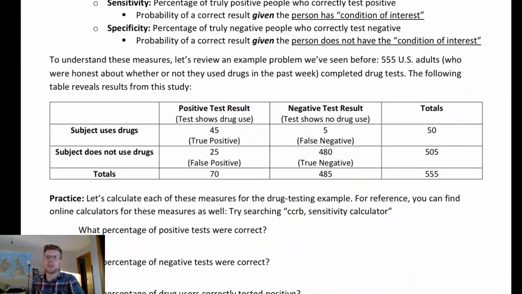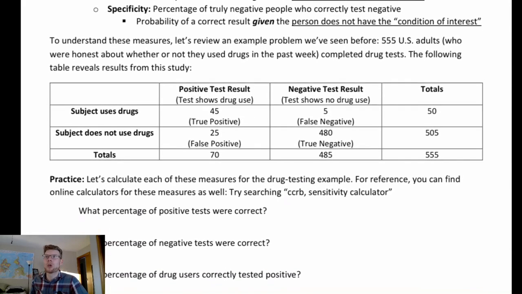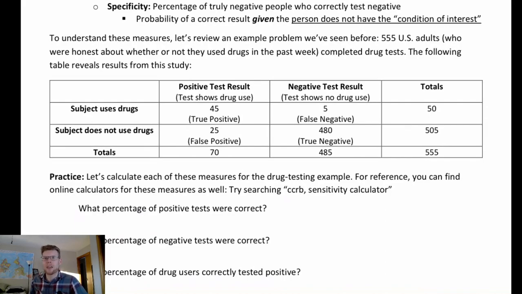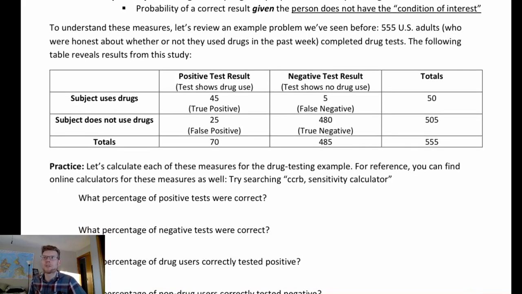Okay, so let's calculate each of these measures from this drug test example. In this data that we've seen earlier, we have 555 adults who were tested for drugs. In this case, they were apparently honest about whether they had used drugs or not. I don't understand the context, but somehow this worked, and we know if they were really using drugs or not in relation to what the drug test indicated. Now, this is not a perfect test. We have some false positives and some false negatives, so let's calculate some of these measures of reliability.